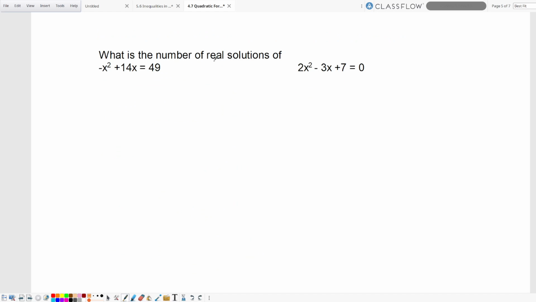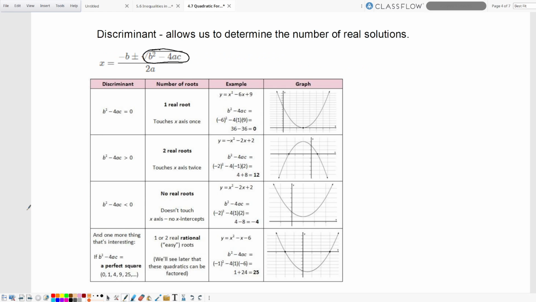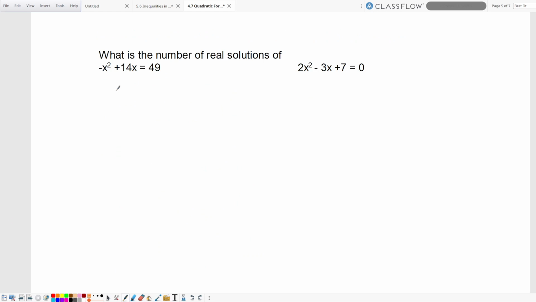So here we want to go ahead and try and determine the number of real solutions for both of these. When we want to determine the number of solutions, we don't actually have to do the full quadratic formula. All we need to do is take the discriminant, which is b squared minus 4ac. So we're just going to do b squared minus 4ac and work that out. My b value is 14. So we have 14 squared minus 4 times my a value, which is -1.